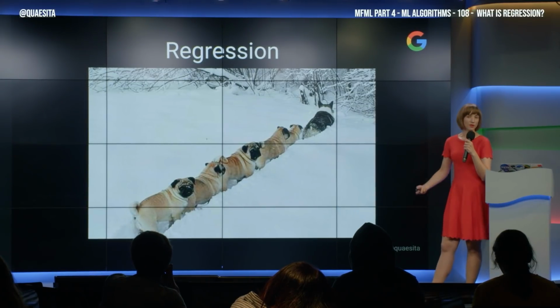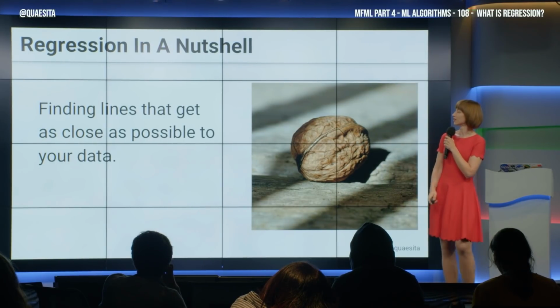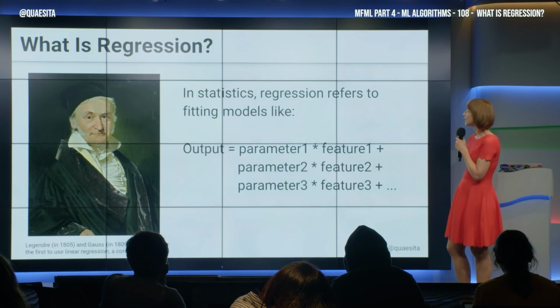What's next? Regression. We've already seen regression. It's putting lines through stuff. It's about finding lines that are as close as possible to your data, like our smoothies example.